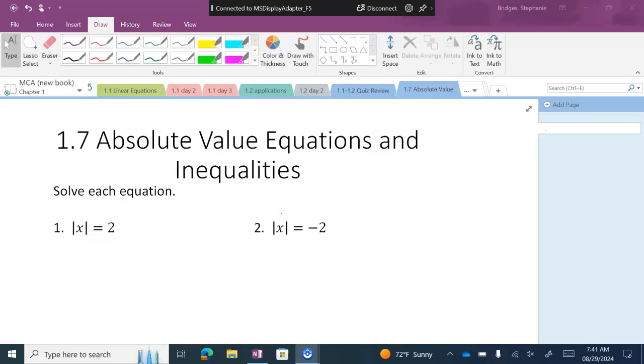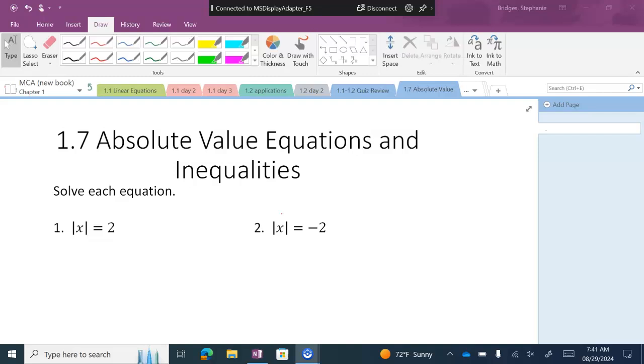When we talk about a number and how far it is from 0, for example, 2 has an absolute value of 2. But what also has an absolute value of 2? What else is 2 units away from 0? Negative 2.